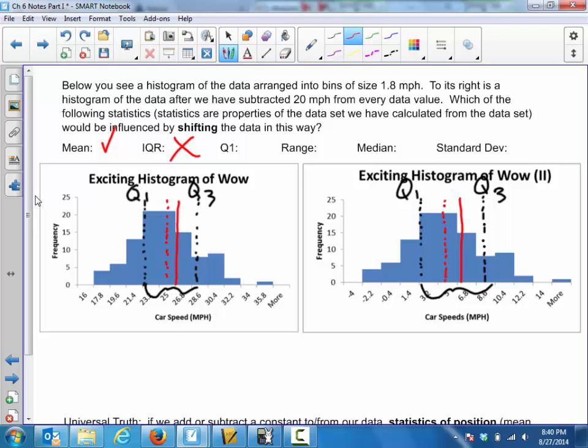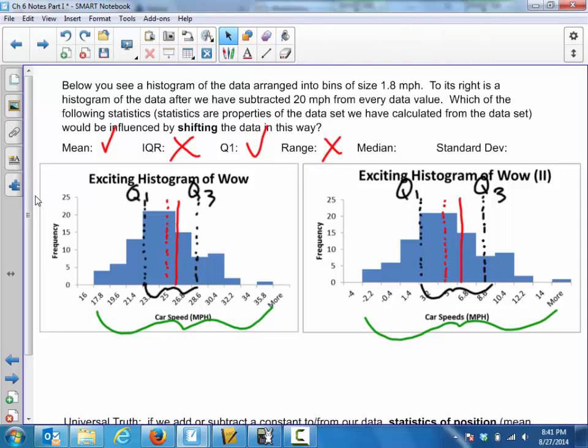Okay. How about quartile 1? Well, obviously we just saw that changed. Even though, again, quartile 1, that leftmost black dotted line, is in the same spot in the distribution, it is further down the car speeds axis on the right distribution. So quartile 1 has changed. Has the range changed? No, because the difference between lowest and highest data values for both distributions is the same. So the range has not changed.